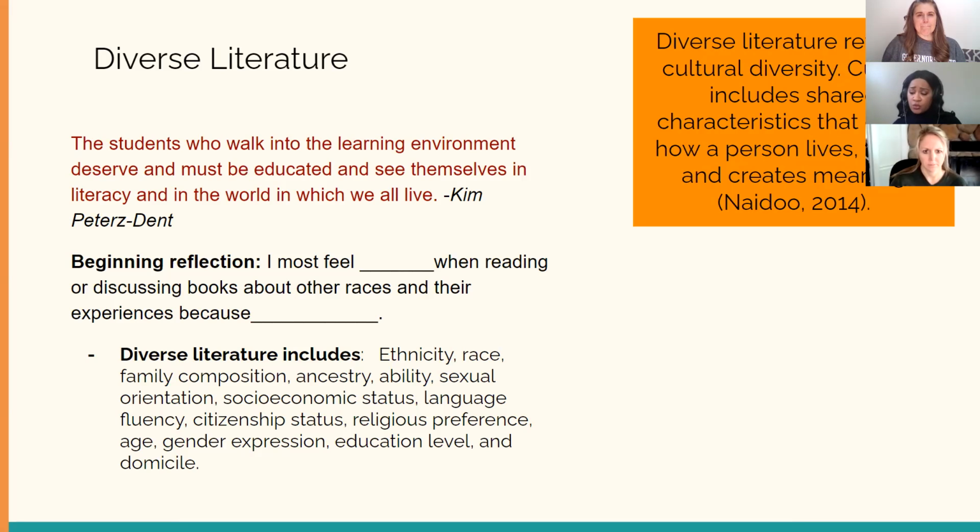I wanted you to also look at what diverse literature includes. It talks about ethnicity, race, family composition, ancestry, ability. We're going to talk about ability a little bit later. It also includes sexual orientation, socioeconomic status, language fluency, citizenship status, religious preference, age, gender expression, education level, and domicile.